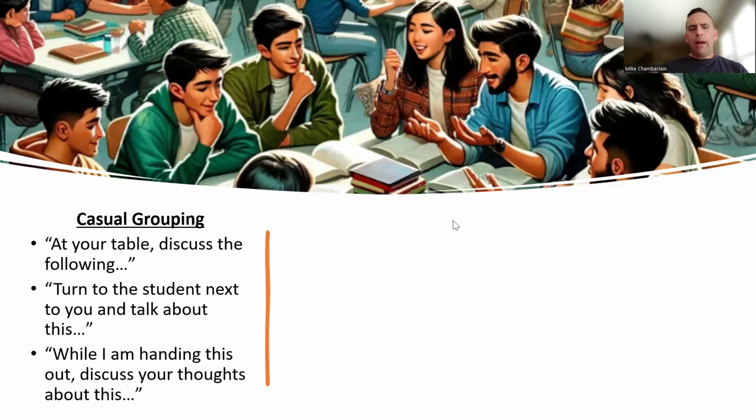A little more information about casual grouping. These are some prompts that I've probably said in some sense using a casual grouping. I might say, okay, at your table, discuss the following. If students are sitting at a table, you can give them a prompt and quickly they're talking about it. You might say, turn to the student next to you and talk about this. Now you're saying, just talk to one other person. Another way to do this, if you have something going on, like, oh wow, I really wanted to give this handout, you might use this prompt: while I'm handing this out, discuss your thoughts about whatever it is you're talking about.